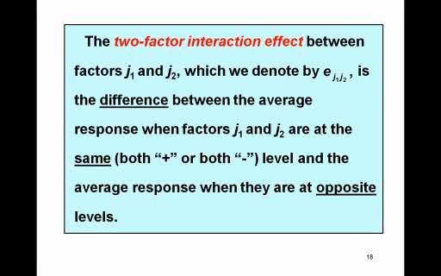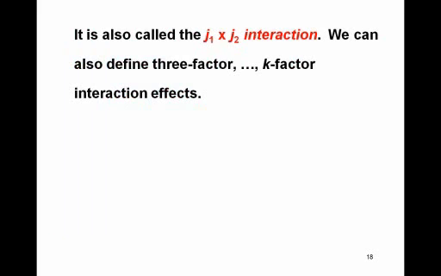And similar to the main effect definition, this is the difference between the average response when factors J1 and J2 are at the same level, say both plus or both minus, and the average response when they are at opposite levels. And once again, this will be easier to see with an example. Another name for this is the J1 cross J2 interaction. And it turns out we could also define say 3-factor interactions. We could actually visualize that, and we could go all the way up to a K-factor interaction effect.